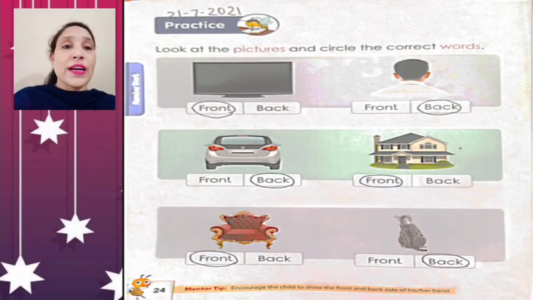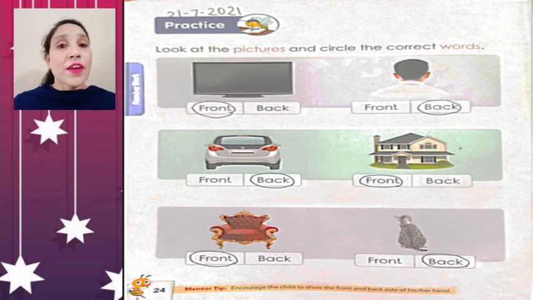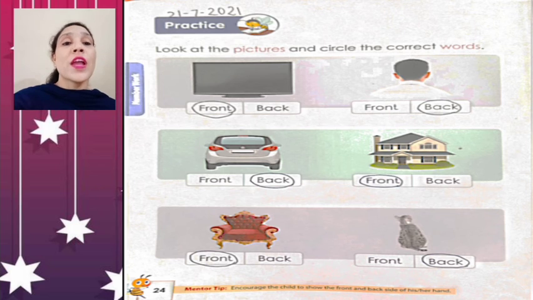Now see the topic front and back. Front means आगे and back means पीछे. I told you in the last class. Okay? So front mean आगे and back mean पीछे. Look at the pictures and circle the correct words. यहाँ पे आपको क्या करना है? पिक्चर्स को देख के correct word के ऊपर सर्कल करना है.